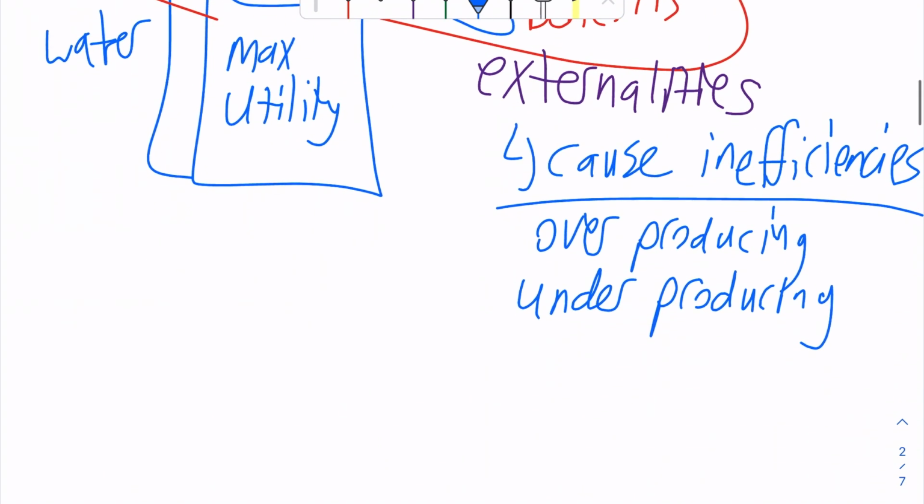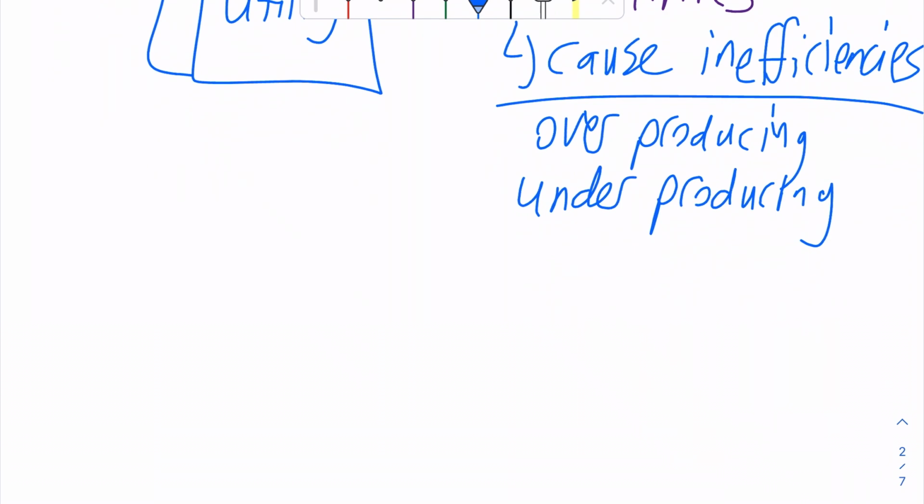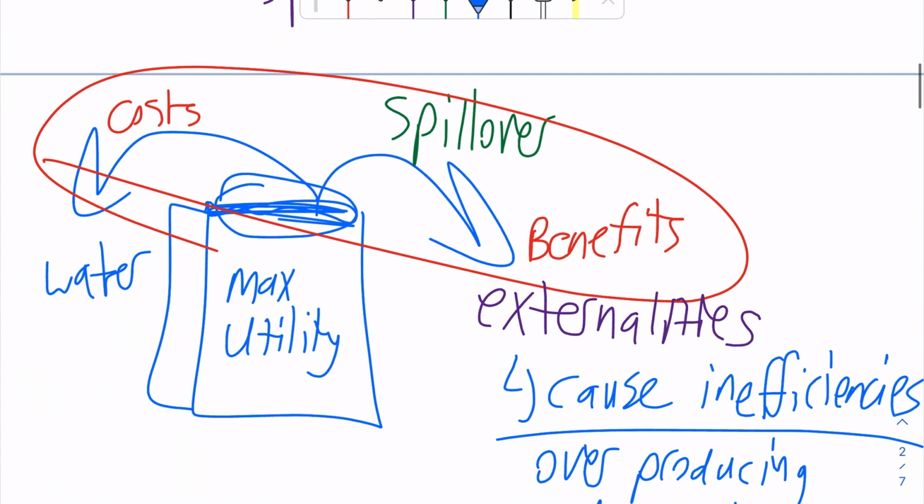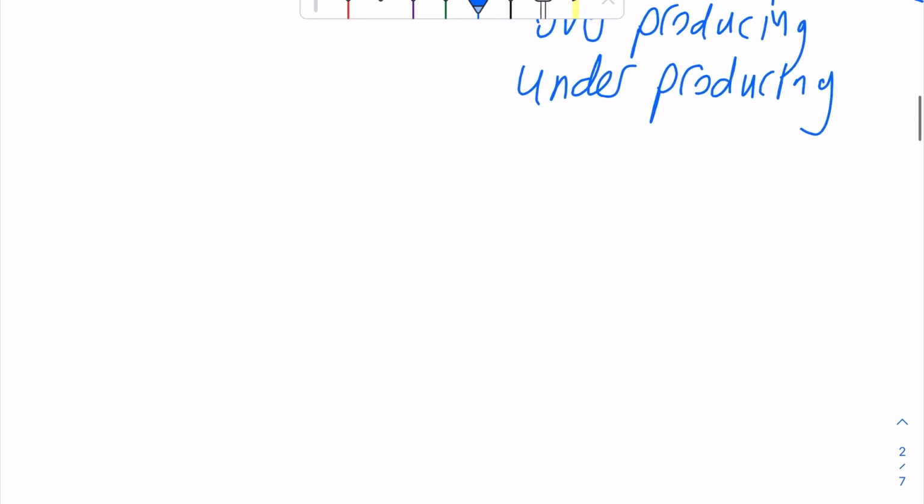So, a positive externality. Okay, so a positive externality is, remember, you consuming something and then there is a spillover benefit. Positive externality. Right? So this is a benefit to society.